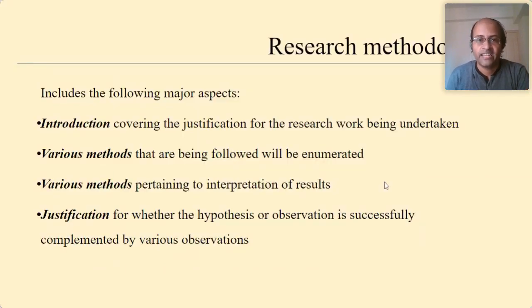Now, having said that and given you a brief introduction to research methodology, we go on to the various aspects which are done in research methodology. It includes the following aspects put out here, and we do it in a clear-cut, systematic and organized way. First, we have the introduction. The introduction covers the justification for the research work being undertaken: why we are doing it, what is the necessity to do it, and how we justify that we have picked up the specific one.